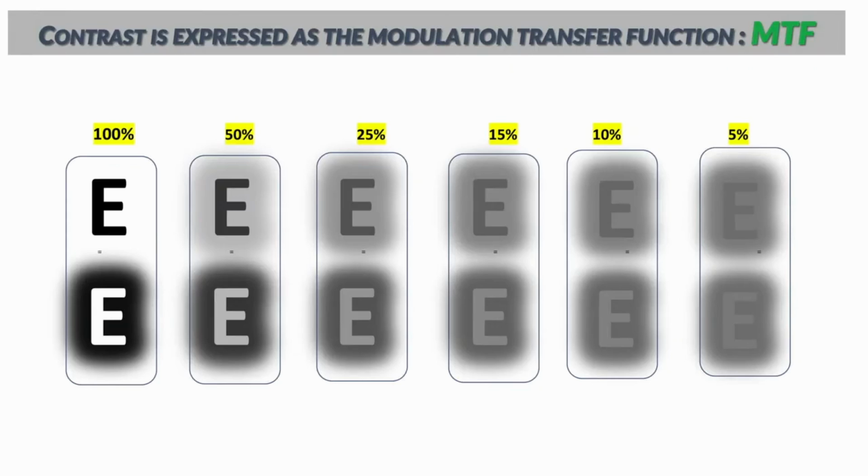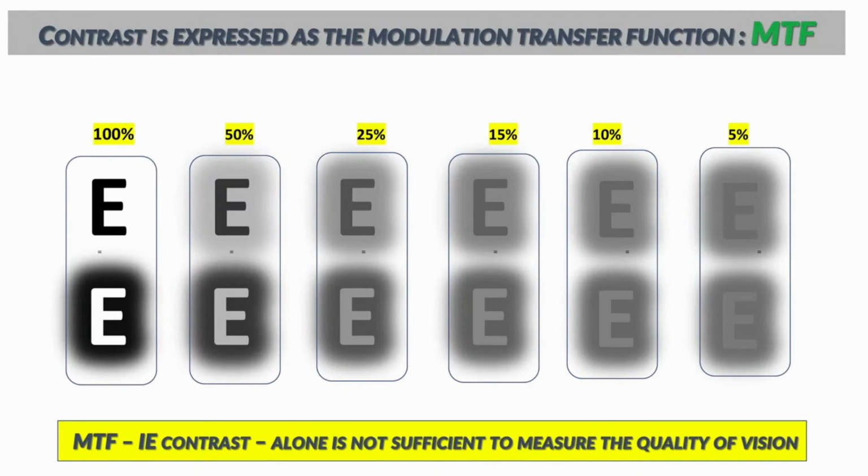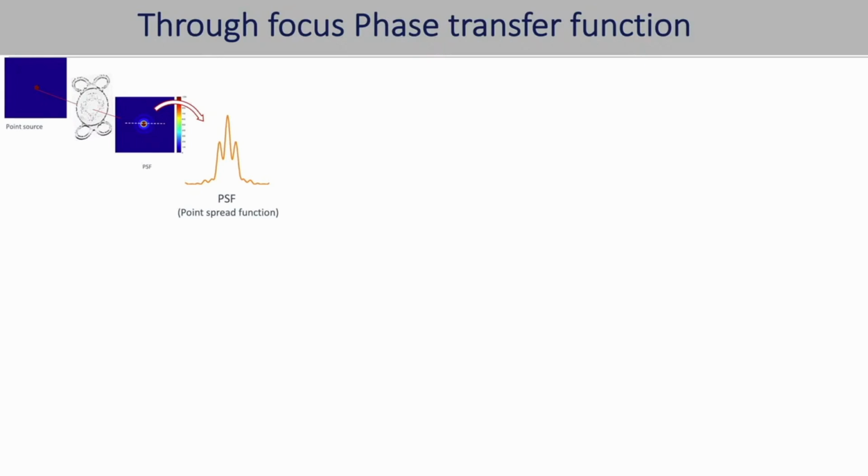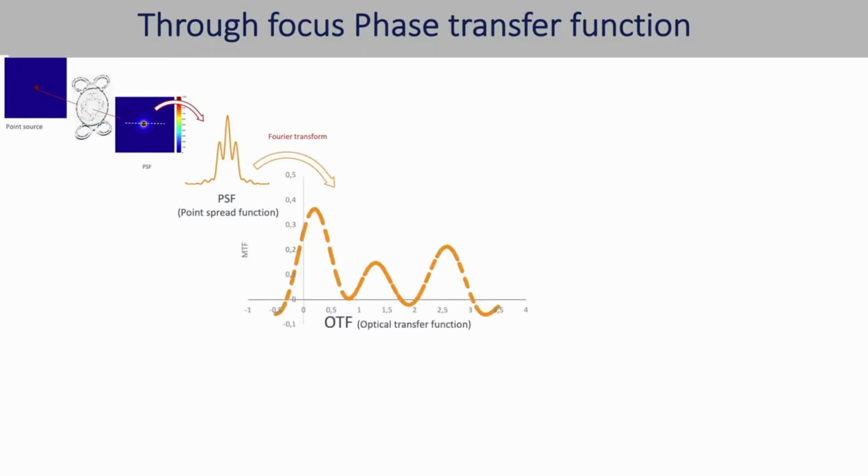Contrast alone is not sufficient to measure the quality of vision. The notion of vision phase has not been explored clinically so far. A continuous phase is the through focus phase transfer function. To determine an implant optical quality, we use the point spread function, the PSF. A Fourier transform of the PSF will create the OTF, optical transfer function.